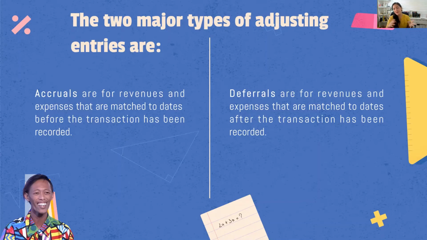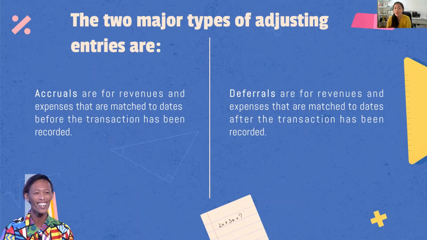So let's recap. Rewind. Accruals are for revenues and expenses that are matched to dates before the transaction has been recorded, while deferrals are revenues and expenses that are matched to dates after the transaction has been recorded.